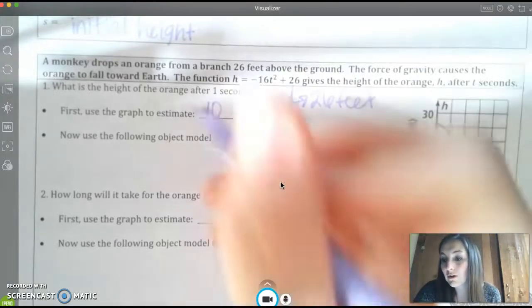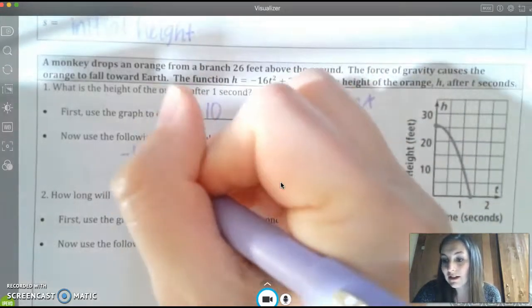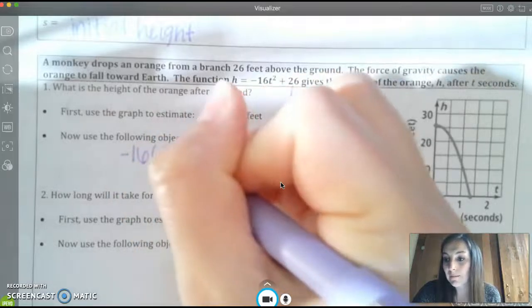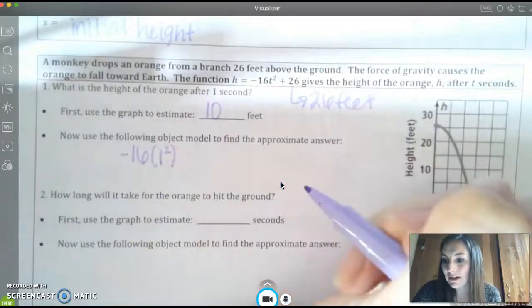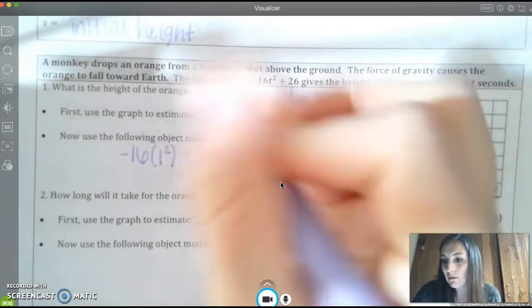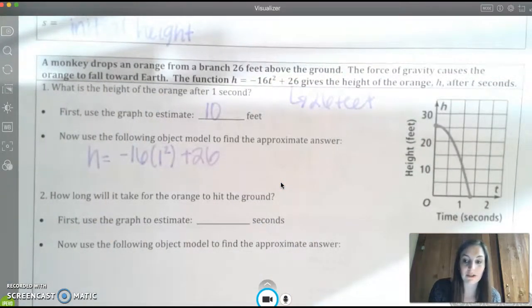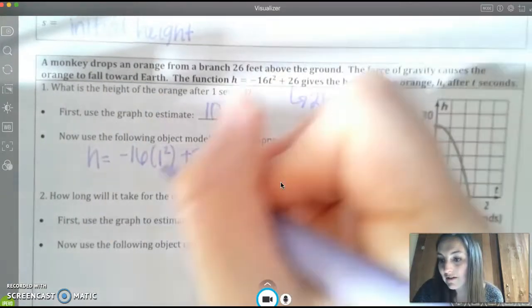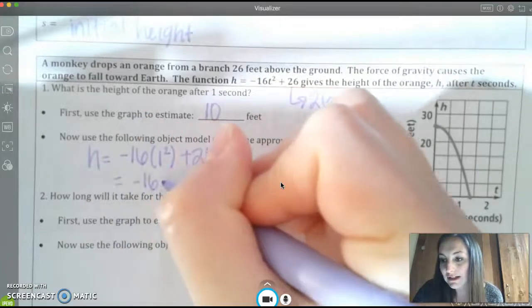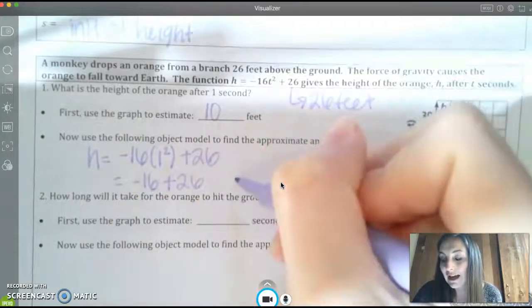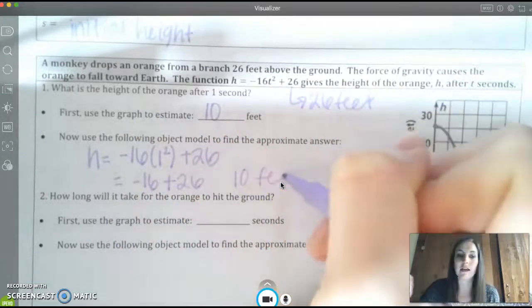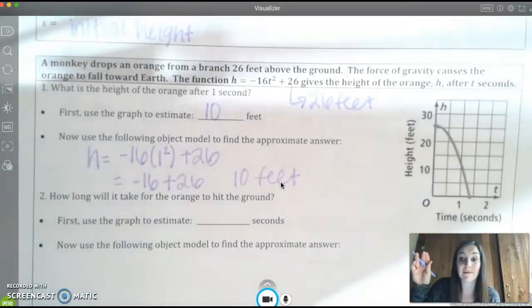So if we do negative 16 times 1 squared plus 26, we want to figure out what is the height after 1 second. So when we do that, we are going to get negative 16 plus 26, which means that it is 10 feet in the air. So that orange after 1 second is 10 feet above the ground. Okay, what about the next one?